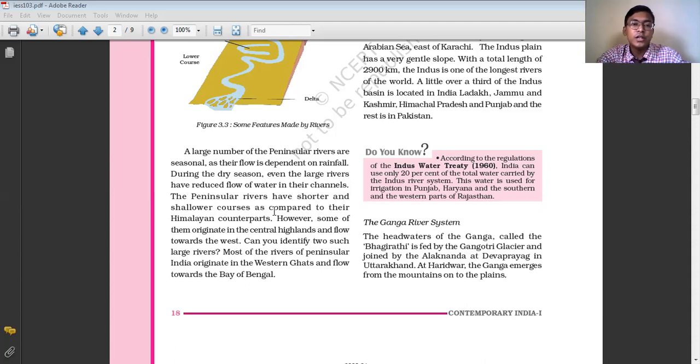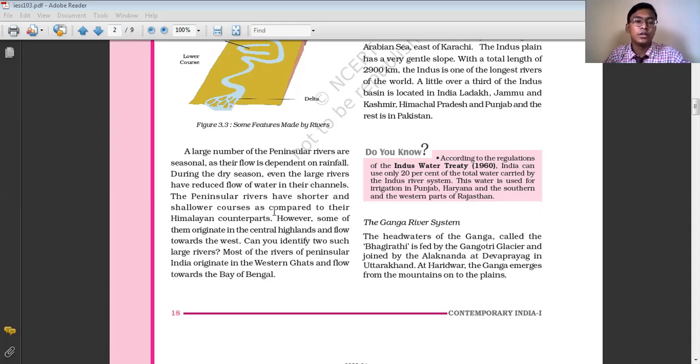The peninsular rivers are wider than the Himalayan rivers, because the Himalayan rivers cause more downward erosional activity. The peninsular rivers have shorter and shallower courses as compared to their Himalayan counterparts. However, some of them originate in the central highlands and flow towards the west.